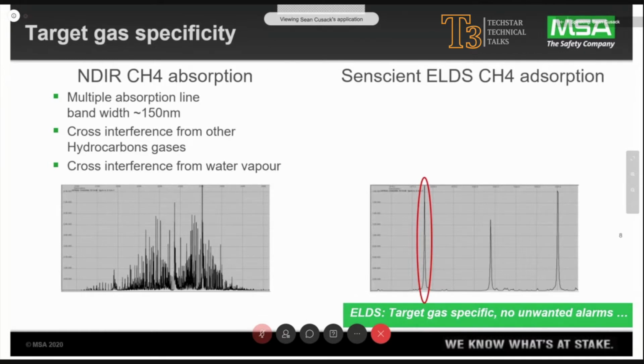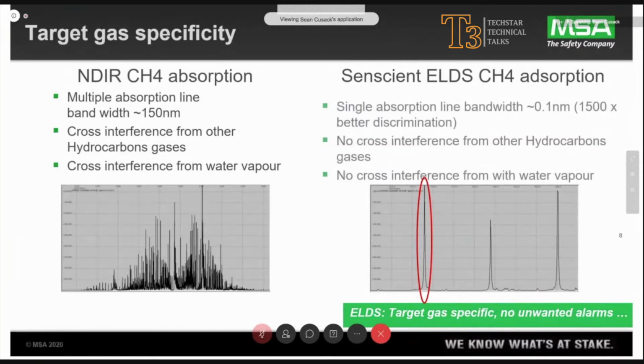On the Senscient ELDS, it's only a single absorption line with a bandwidth of 0.1 nanometers, which is 1,500 times better discrimination than your standard NDIR. So you will have no cross interference from hydrocarbons or water vapor.